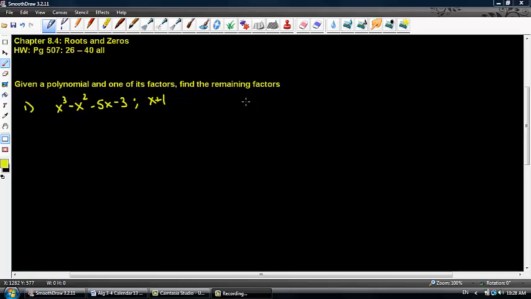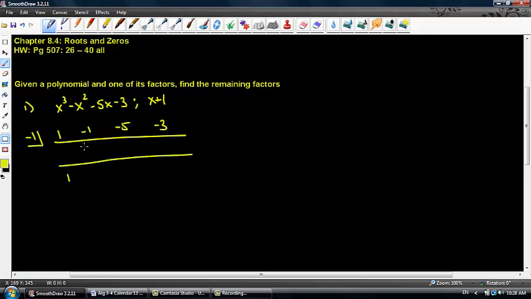In Chapter 8.2, we were studying the factor and remainder theorems, and this was one of the problems that the book gave us. It said, given a polynomial and one of its factors, find the remaining factors. So what we had to do is take this factor here and synthetically divide the value of x that turns it into 0 into this polynomial. So just a little bit of a recap of what we did last time.